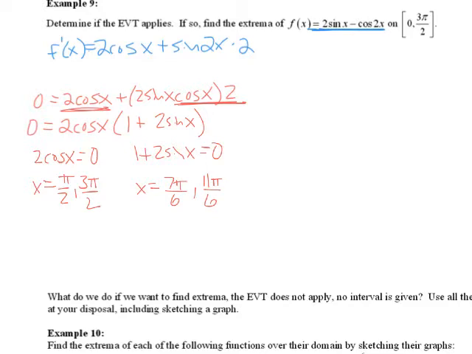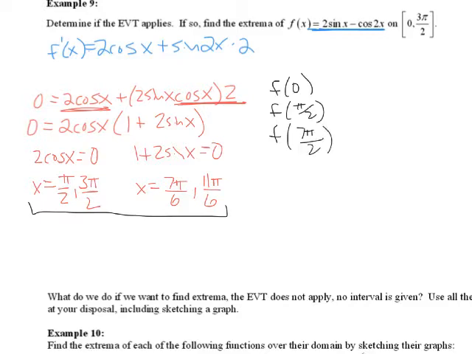So there's our 4 critical values, and now we just need to do the candidates test on it, and we're going to test the endpoint, our critical values of pi halves, 7 pi over 6, and then our other endpoint of 3 pi halves. And we would test 11 pi over 6, but that's outside of the interval provided.